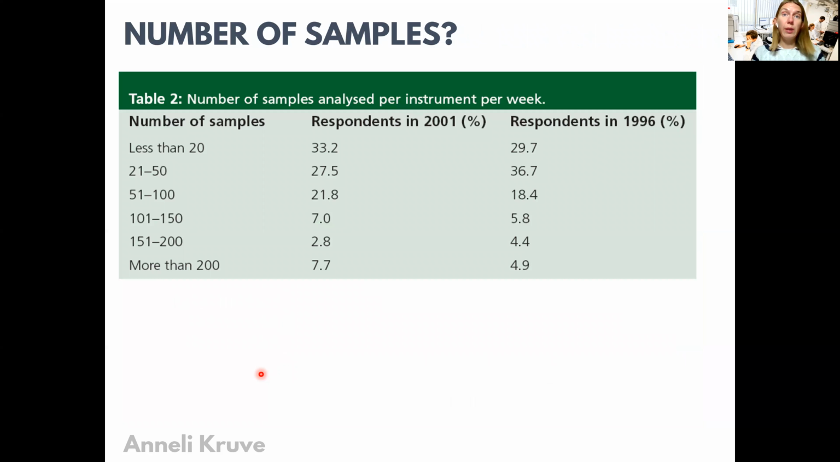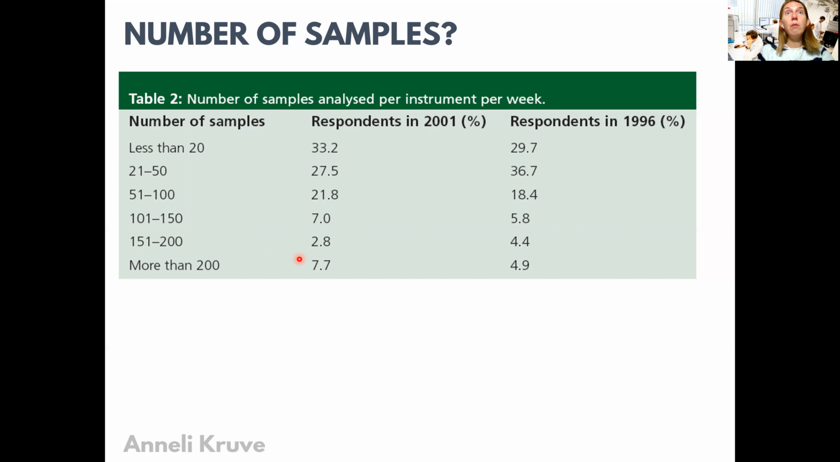Another important question that they asked was how many samples the analysts are actually facing, and this was asked per instrument per week. So kind of how many samples per week would one person or one instrument need to analyze? And this could be told now to be a bit outdated because the latest information comes from 2001. So probably the higher numbers have increased a lot, the percentages.